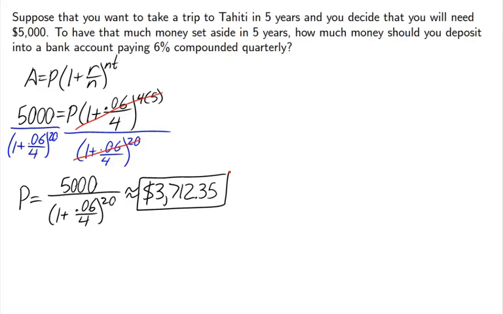Be careful when you do problems like this and read them carefully. Make sure that you can tell the difference between if they're asking for a future value or if they're giving you the future value and asking for the value that needs to go in now.